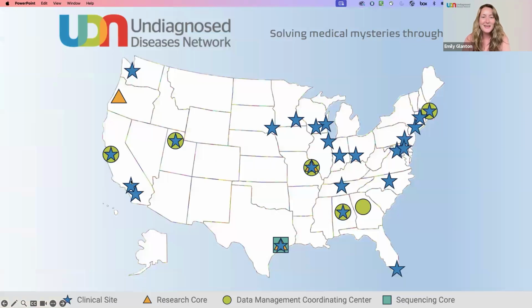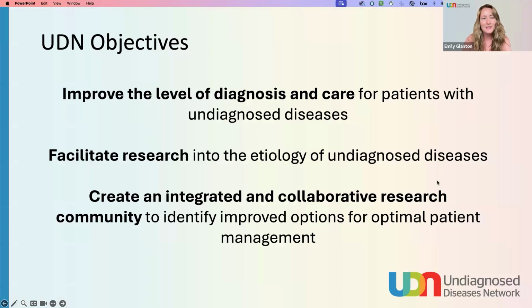So Yvette, can you go to the next slide? Thank you. We have a research network of clinical sites, research cores, the Data Management Coordinating Center, and our sequencing core all across the US. There's more information about all of our different sites and groups on our website as well. The UDN's goals are to improve the way that we diagnose and care for patients with undiagnosed diseases, facilitate research into the causes of these conditions, and create an integrated and collaborative research community so that we can figure out the best ways to serve these patients.